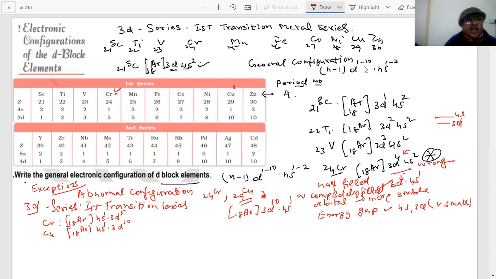Now, if I come to the second series, student, if you add 18, which is a magic number, to the atomic number 21, then you will get the atomic number of the element of the group below that. Got it? This is a group, this is a period. Which group is scandium? Group number 3, then group number 4, 5, 6, 7, 8, 9, 10, 11, and 12.